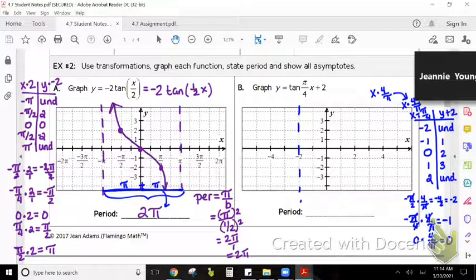So I got my negative 2, I got my positive 2 asymptotes, I got my 0 up here at 2. Okay, well, these are all labeled where I can do it. There's one we're going to have that's not labeled. I thought it was this one, but I was wrong.